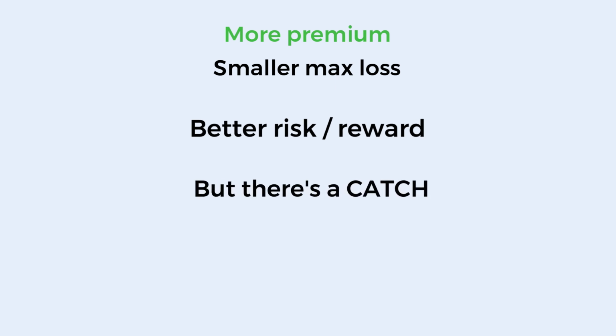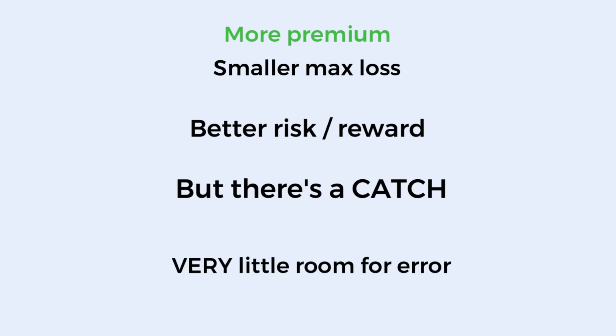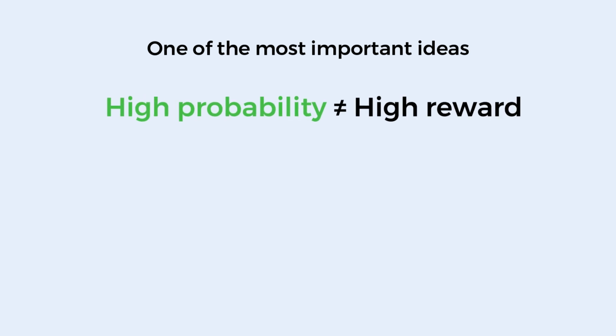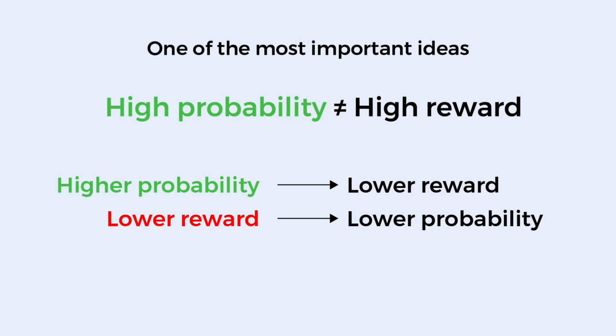But here's the trade-off. You have very little room for error. The stock doesn't need to move much against you before the trade starts going wrong. So while the reward looks better, the probability of success drops. And this leads to one of the most important ideas in options trading. You cannot have both high probability and high reward at the same time. When one goes up, the other goes down. That's simply how options are priced.